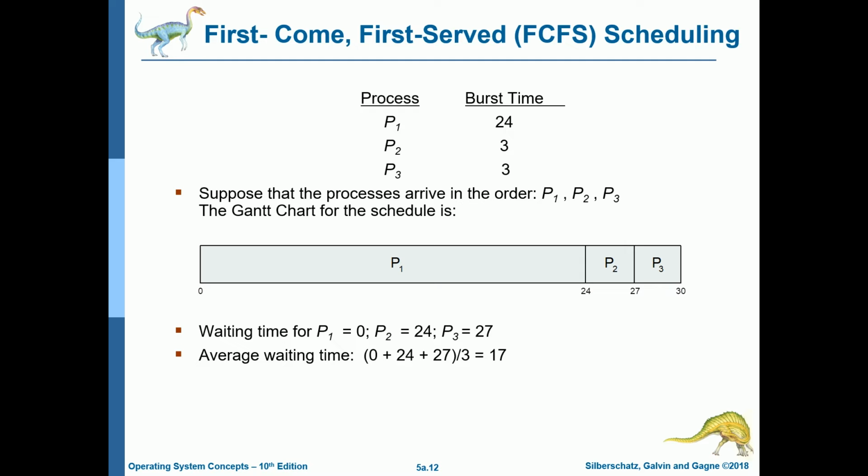In this example, we can see that process P1's burst time is 24. So in order to get to processes 2 and 3, we have to wait for a considerable amount of time. In order to compare this, we're going to look at the waiting time for processes 1, 2, and 3. Process 1 arrives first, so it doesn't have to wait, so its waiting time is 0. Process P2 has to wait 24 time units before it can be scheduled on the CPU, and similarly, process P3 has to wait 27 time units before it can be scheduled. So this means the average waiting time is roughly 17 time units.